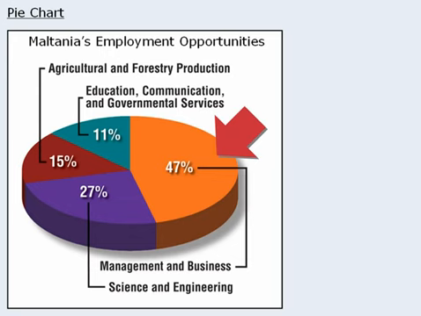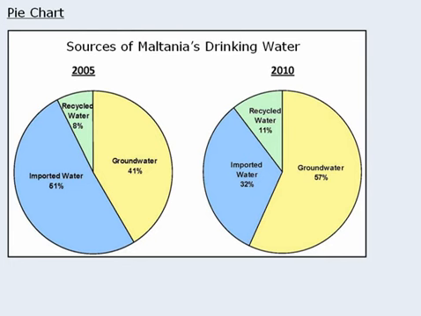Now, pie charts can also be used to compare 2 different situations. In this example, we're using pie charts to compare the breakdown of drinking water sources in 2005 to the breakdown of drinking water sources in 2010.